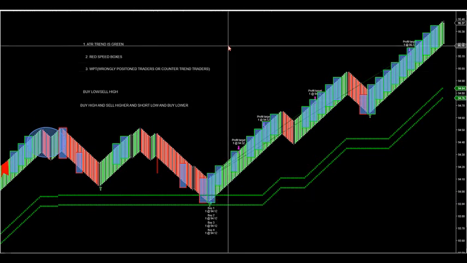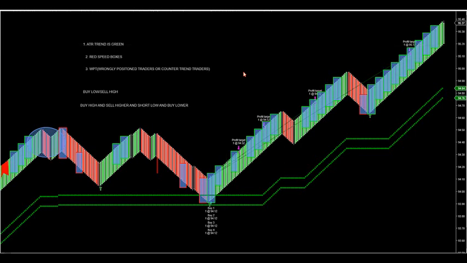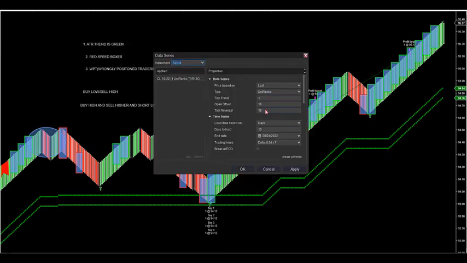All right, so we'll go over different ones. Now, this is just one time frame. Like I said, this is a Uni Renko 118 over 18.